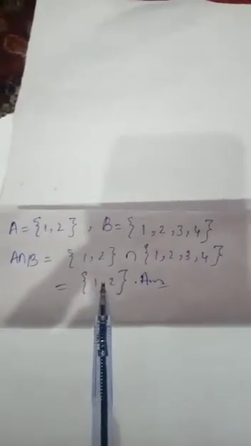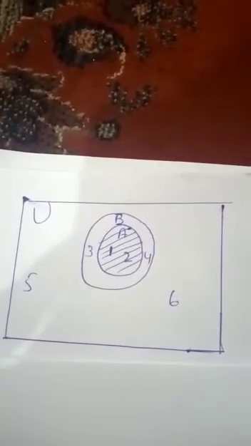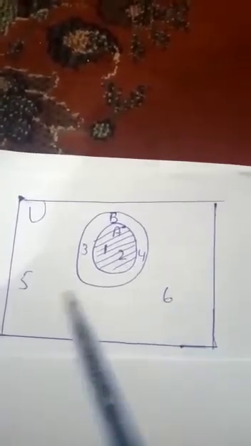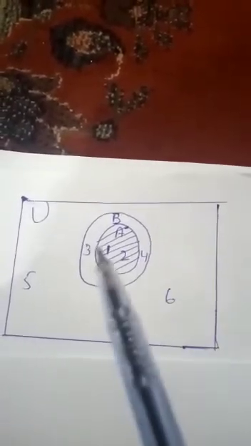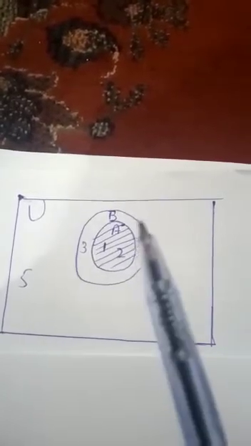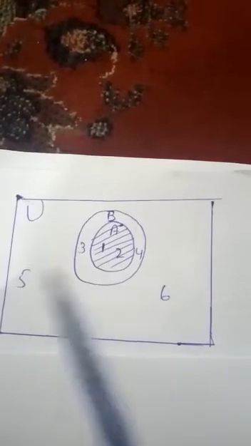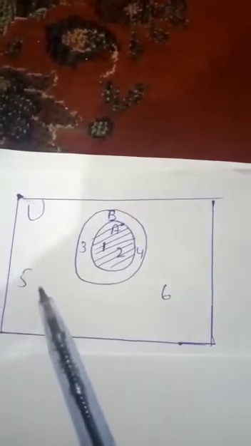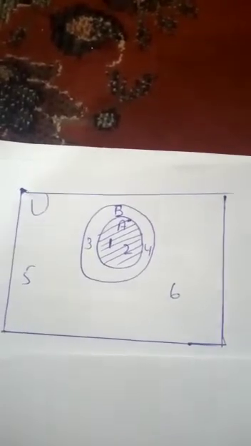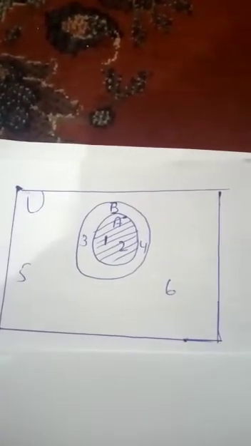Here we will discuss the Venn diagram. In intersection, only common elements will be shaded. Let's see, the inner circle is A because A is the subset of set B, and the outer circle will be B. The leftover elements of B are 3 and 4, and the leftover elements in the universal set are 5 and 6.